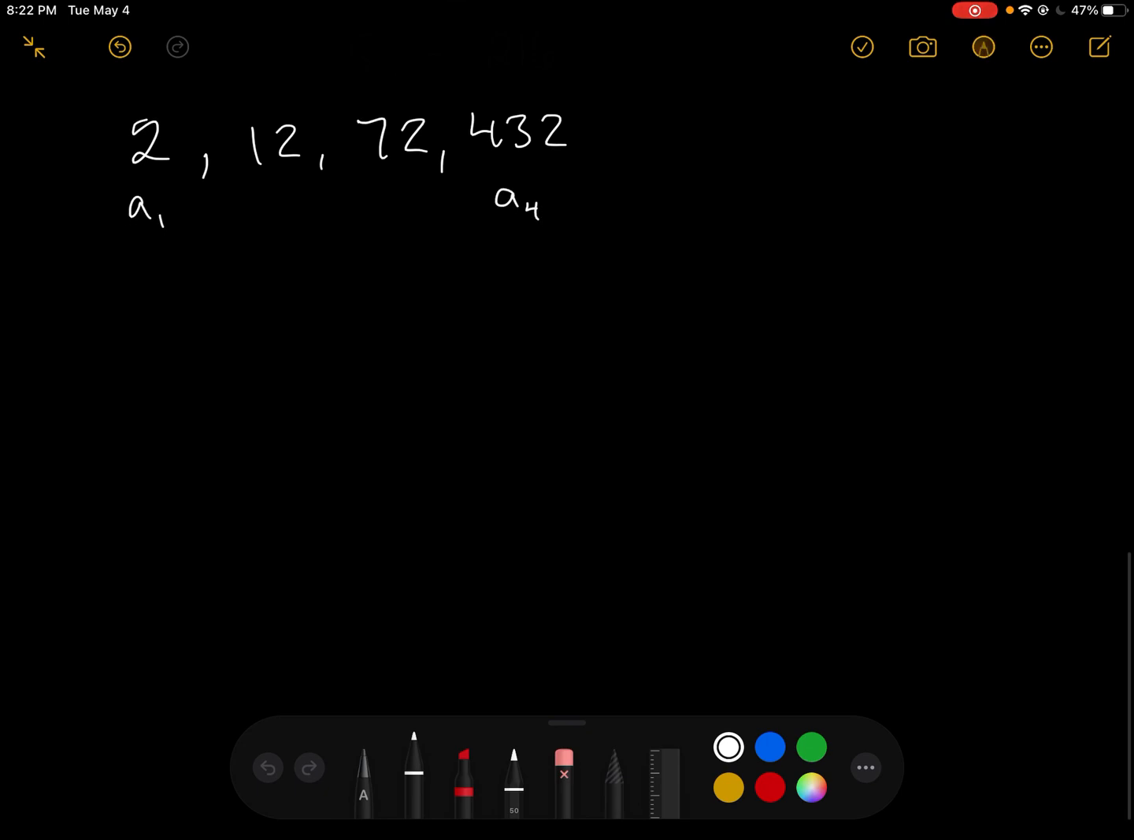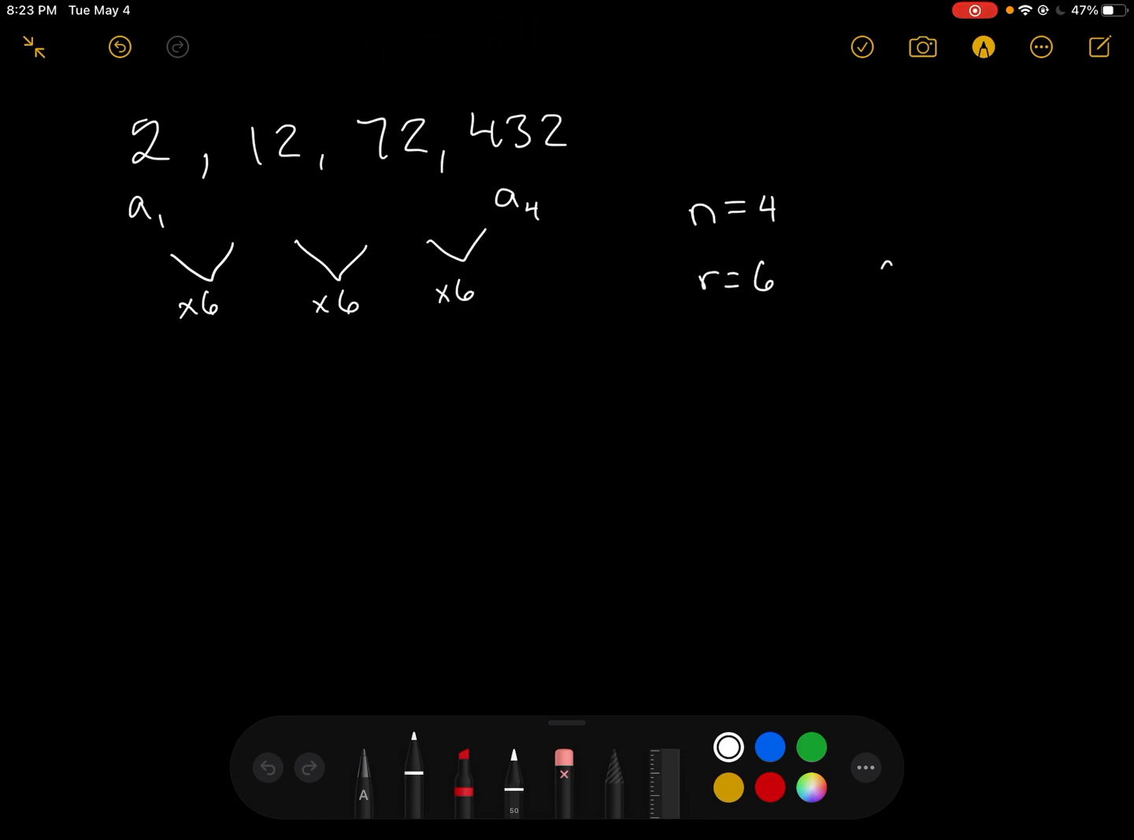Let's go over a second question now. A second series of numbers. And let's do exactly what we did before. We know our first term. We know our last term. We know that we have 4 terms. To get from 2 to 12, we add 10.